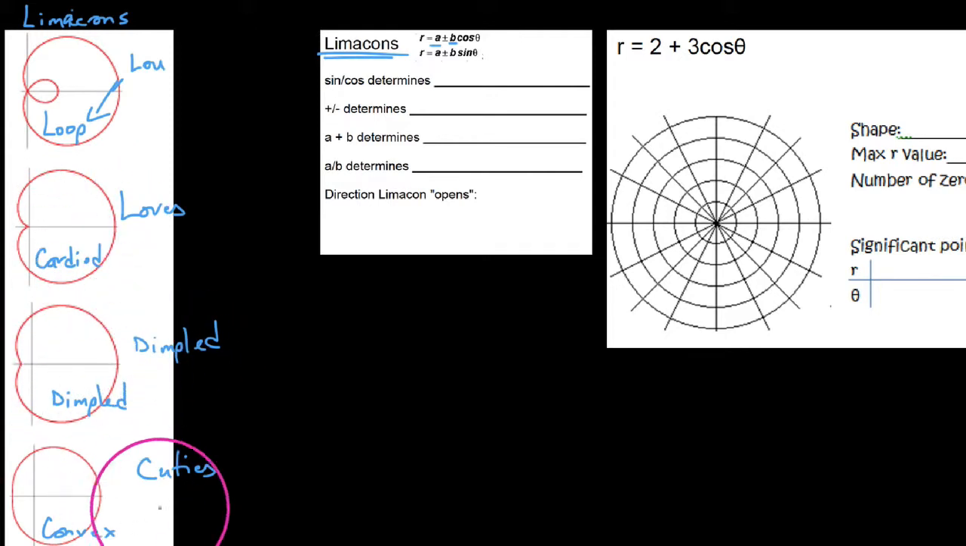Dimpled is just dimpled. And cuties, I think of those little orange things. It looks like a cutie with a little dimple on the top. So that helps us remember that cuties goes with convex, loves is heart-shaped, so cardioid, Lou is loop, and dimpled is dimpled.